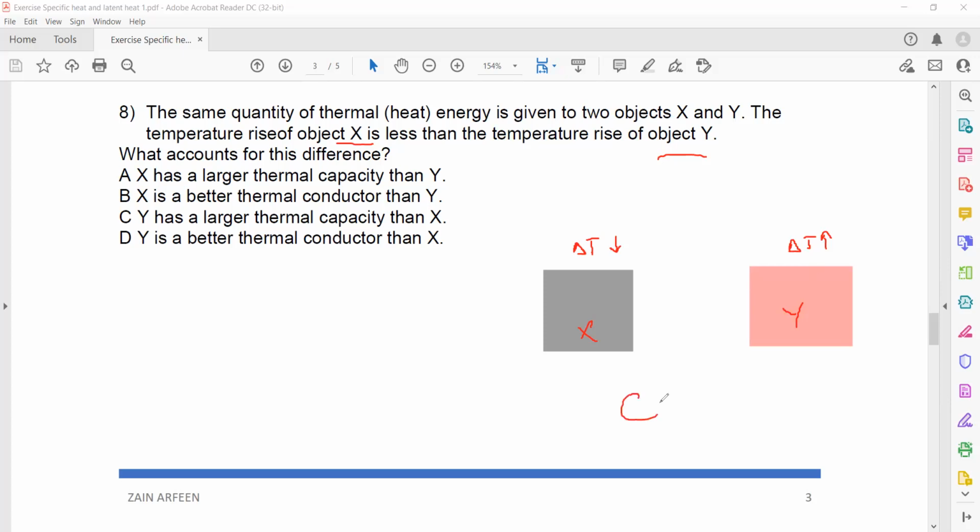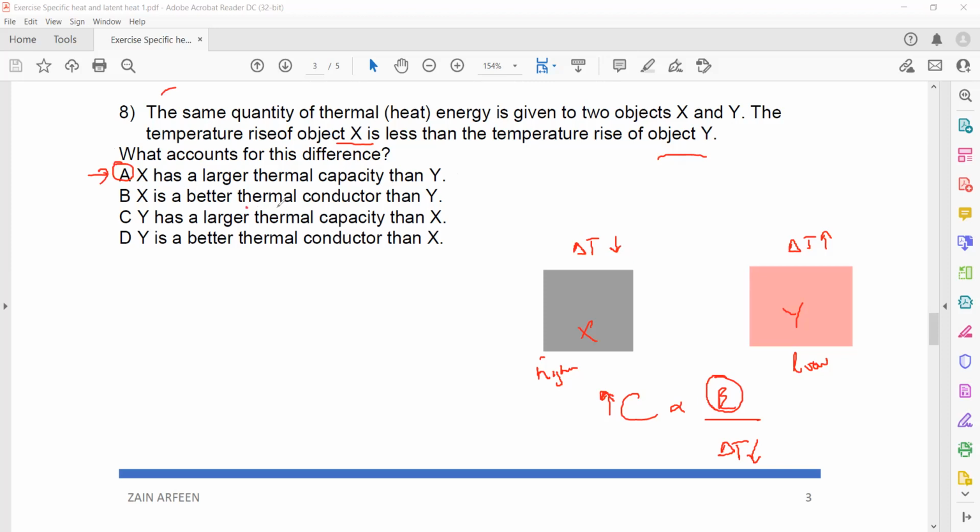The thermal capacity is directly proportional to energy supplied, and it is inversely proportional to temperature change. In the question we supply the same amount of energy, so energy does not change. So which one will have a higher thermal capacity? The one which shows a small change in temperature will have a higher thermal capacity. So the thermal capacity of X is higher and the thermal capacity of Y is lower. So X has larger thermal capacity than Y, so that's true, because if X is showing a smaller change in temperature, it means it will have a higher thermal capacity.